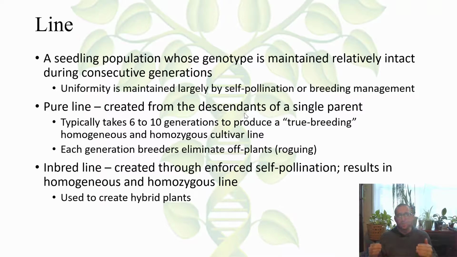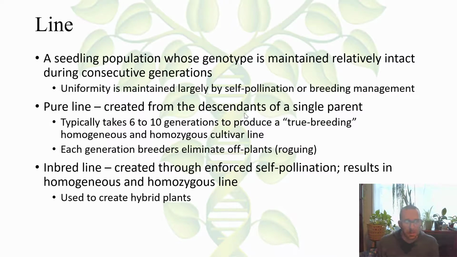Now, there are different types of lines. I'm going to go through them. We don't need to know them specifically, but you should know the general idea of a line. So a pure line is created from the descendants of a single parent, and it typically takes around 6 to 10 generations to produce a true breeding, homogeneous, and homozygous cultivar line.